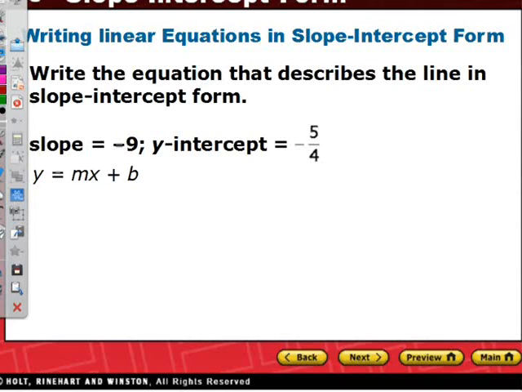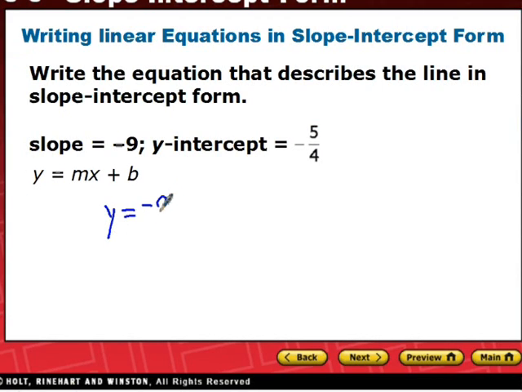Now you do one. Okay. Slope is -9. Y-intercept is -5/4. Plug it in. You should have it done. If not, pause the video. The slope is -9, and it goes in front of x. The y-intercept is -5/4, and it goes at the end. Done. That's it. That's all you have to do.